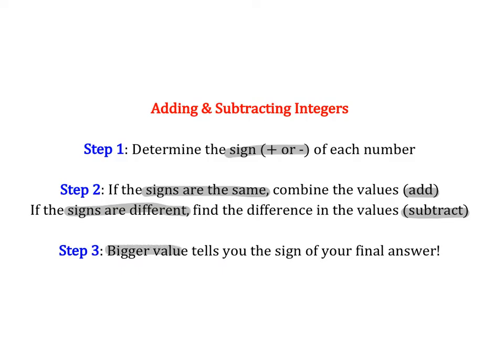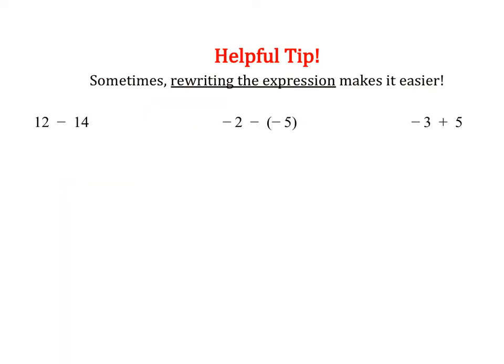Once we've completed step 2, the last step is just figuring out the sign of your final answer. The bigger value is always going to tell you the sign of your final answer. So if you're starting with more positives, your answer is going to be positive. If you're starting with more negatives, your answer will be negative.